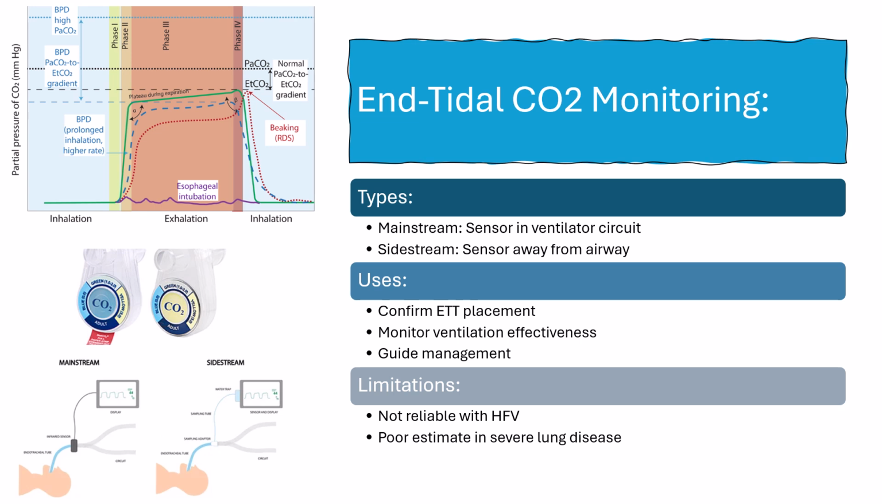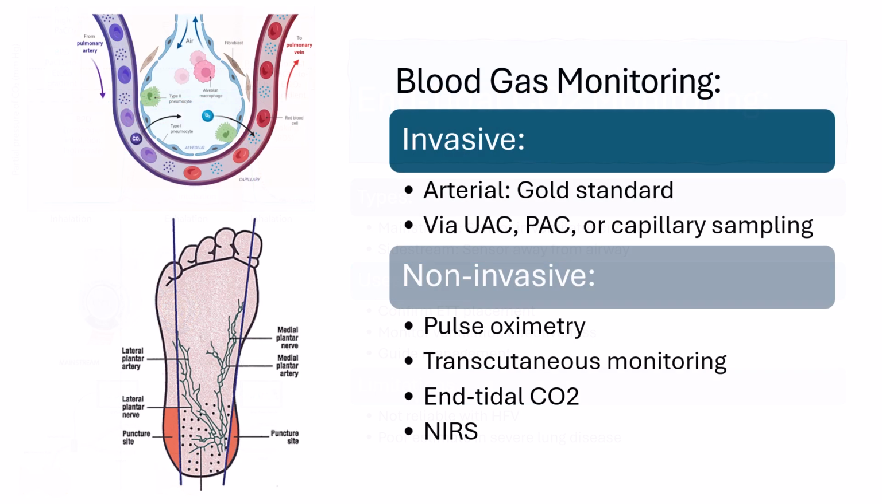Limitations include poor reliability with high-frequency ventilation and inaccurate estimates in severe lung disease, where ventilation-perfusion matching is disrupted. Blood gas monitoring remains the gold standard for assessing oxygenation, ventilation, and acid-base status. Invasive monitoring via umbilical artery catheters or peripheral arterial lines provides the most accurate data. Remember that blood gases from umbilical catheters reflect postductal blood.